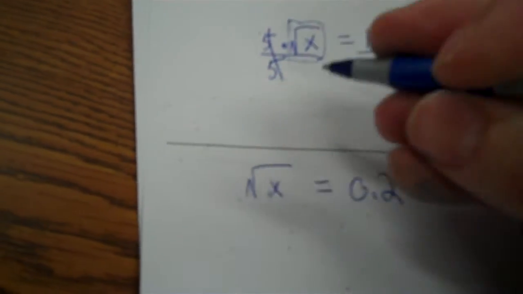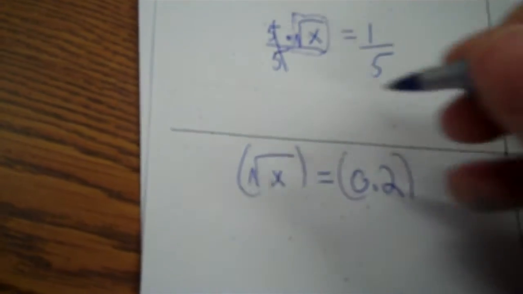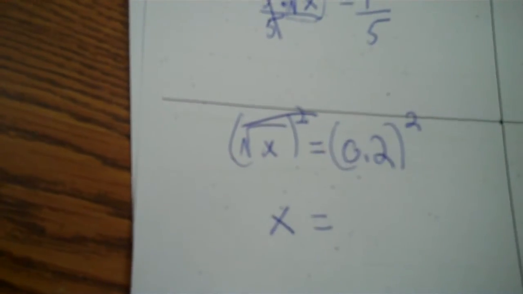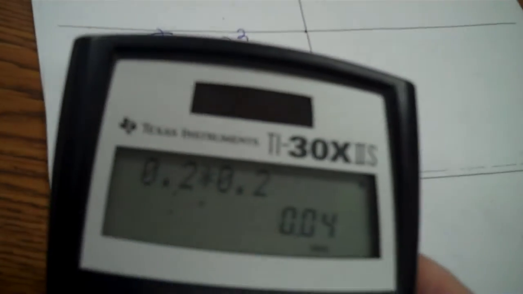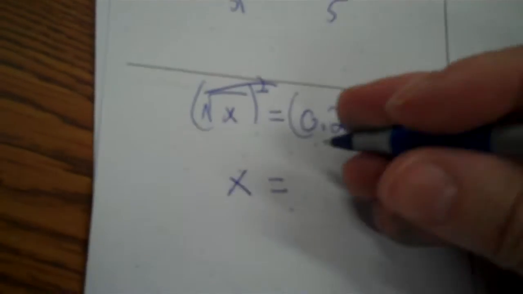And now down here I get rid of the radical. A square root would be a second power. So you have x, and then 0.2 to the second power would be 0.2 times 0.2, 0.04.